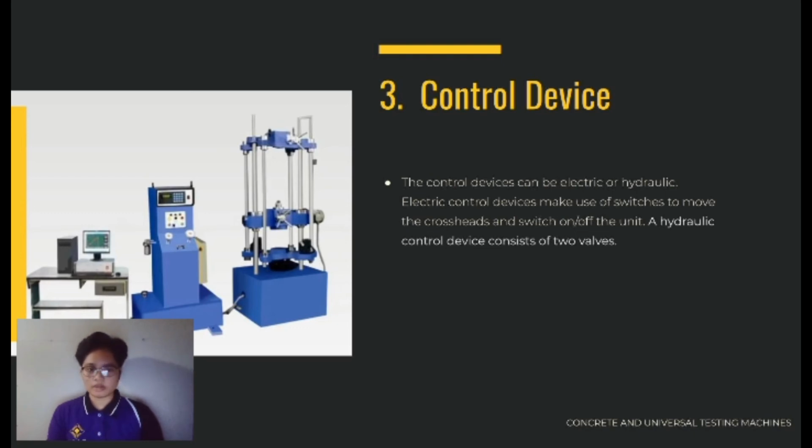A hydraulic control device consists of two valves. One is right control valve and the other is left control valve or release valve. A right control valve is used to apply load on the specimen, while the left control valve is used to release the load application. For further understanding, here is a short video about control devices.